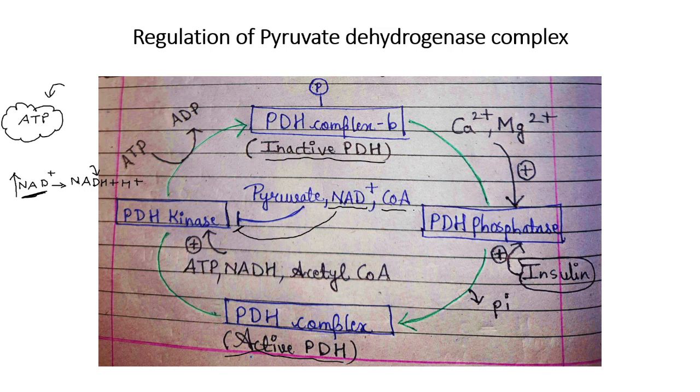If the levels of coenzyme A in the blood are high, it means coenzyme A is in free form. It is not bound with acetyl coenzyme A.